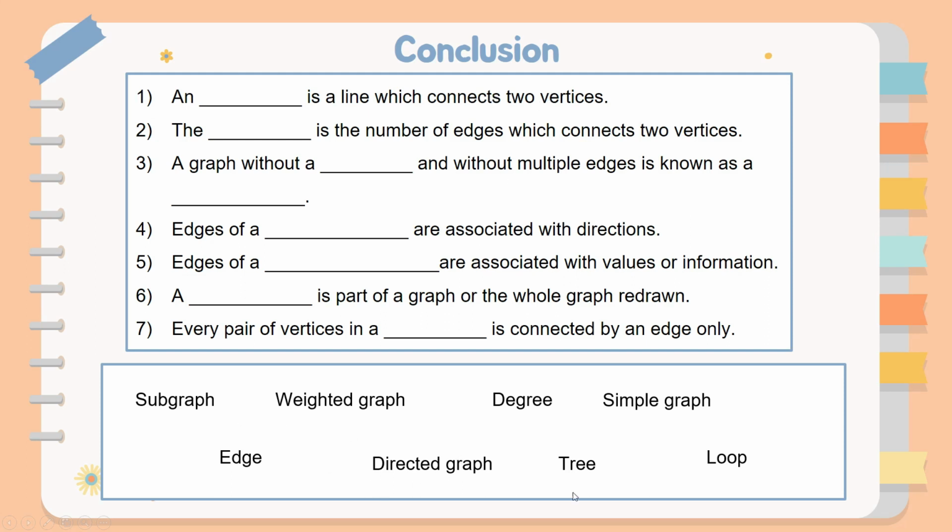Okay, from these choices, which is the answer for number 1? H. Okay, you say H. Now we check, is it correct? Okay, it is correct. An edge is a line which connected two vertices. Okay, question number 2. The blank space is the number of edges which connect two vertices. Number of edges. What is the answer?